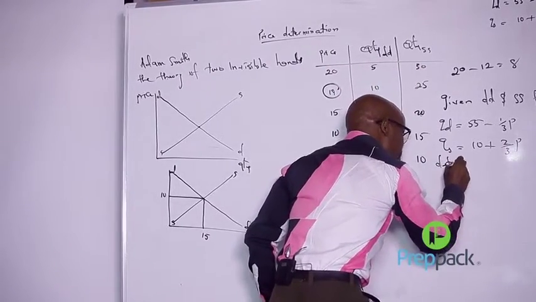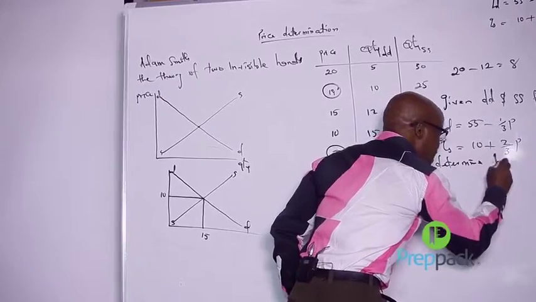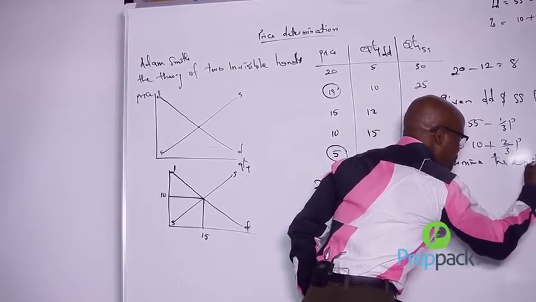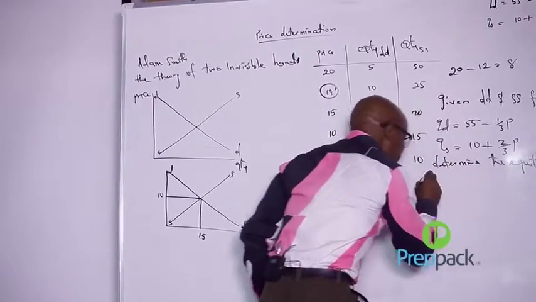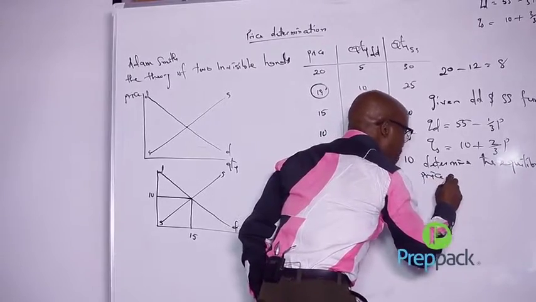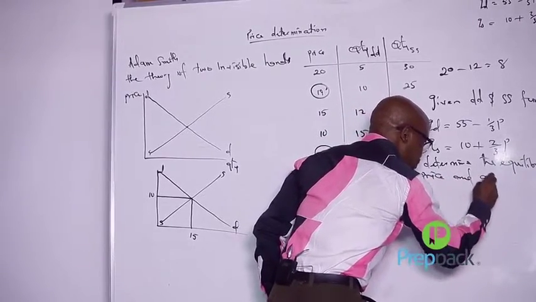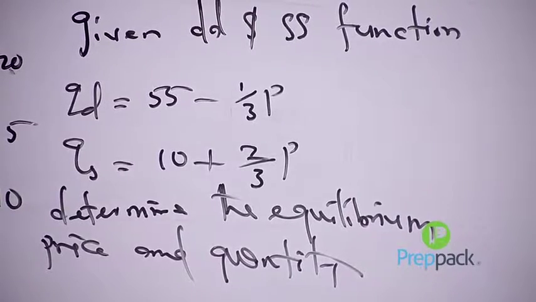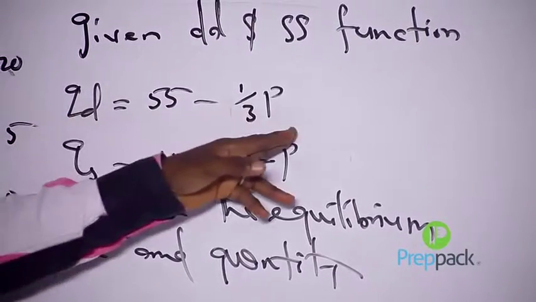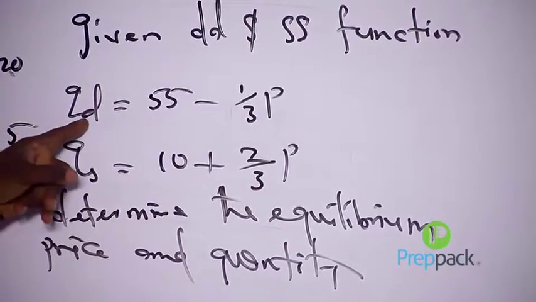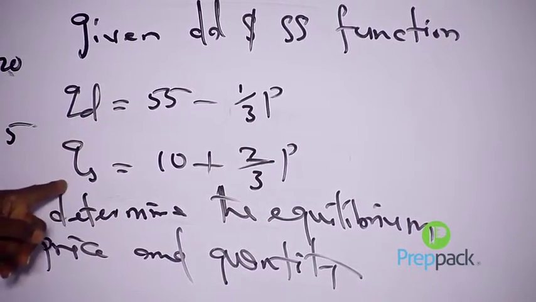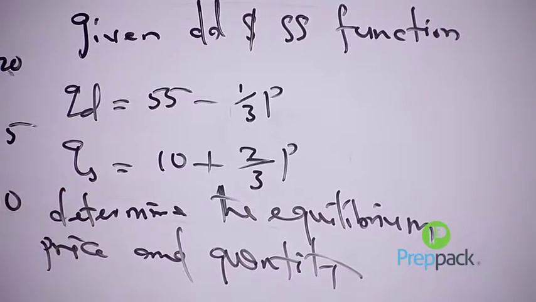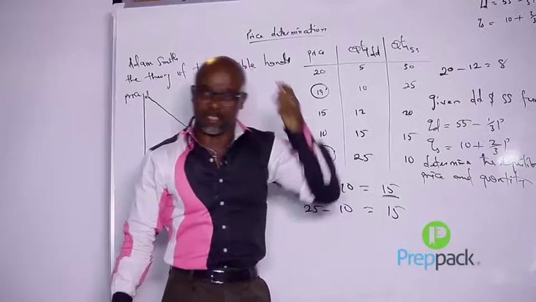Determine the equilibrium price and quantity. You are given the demand function, you are given the supply function. QD means quantity demanded, and QS means quantity supplied. You're now asked to find the equilibrium price and quantity.